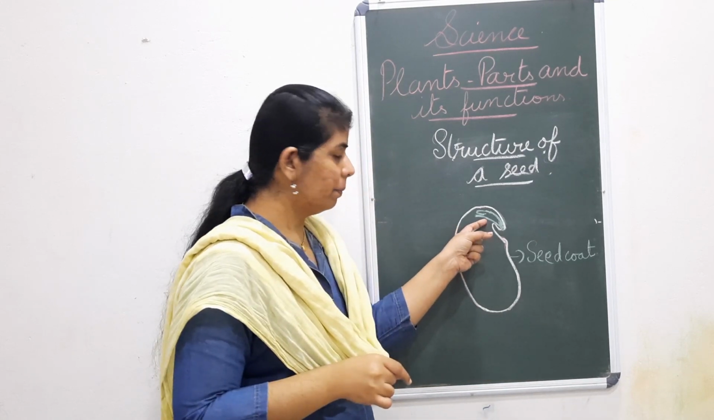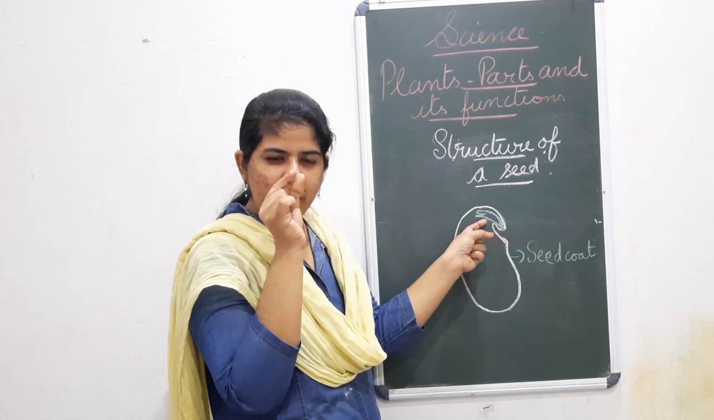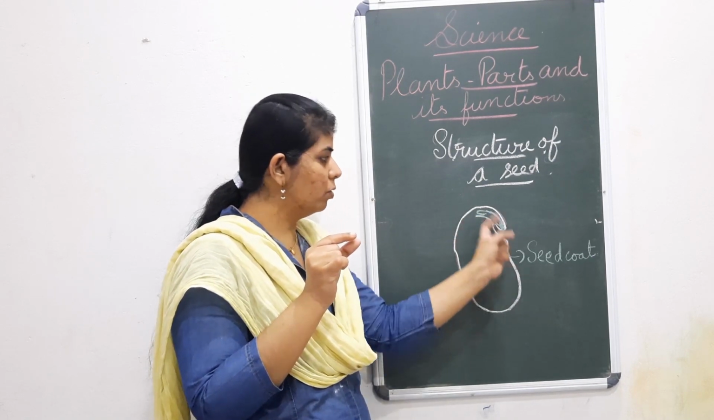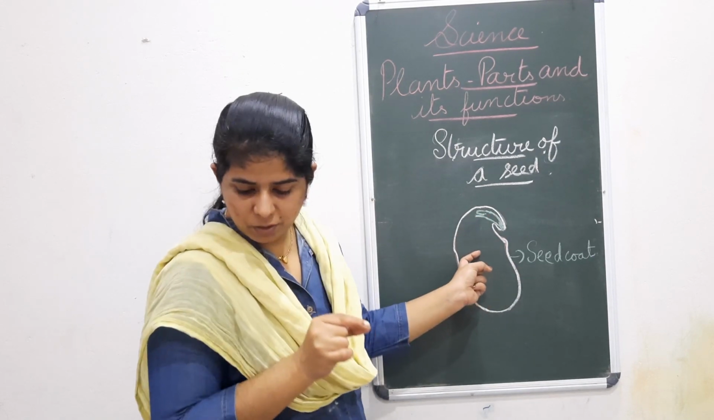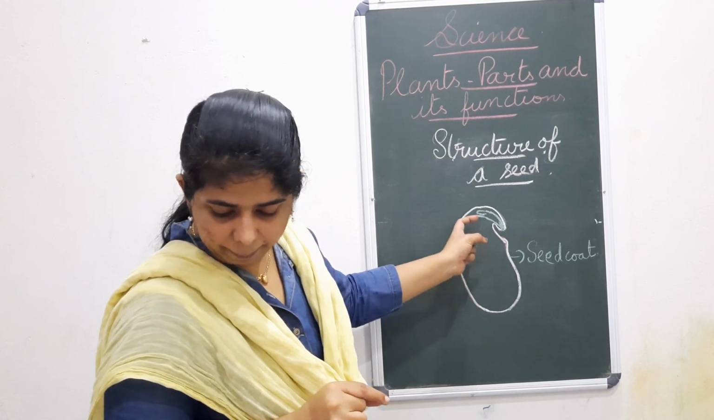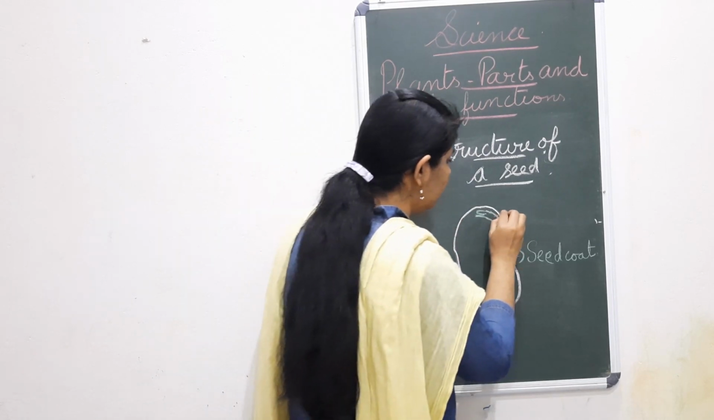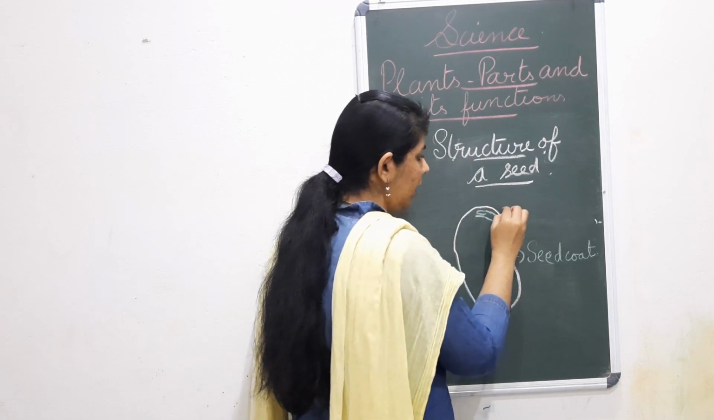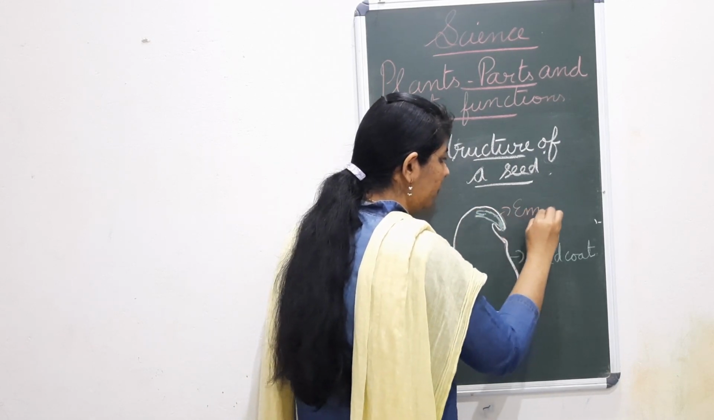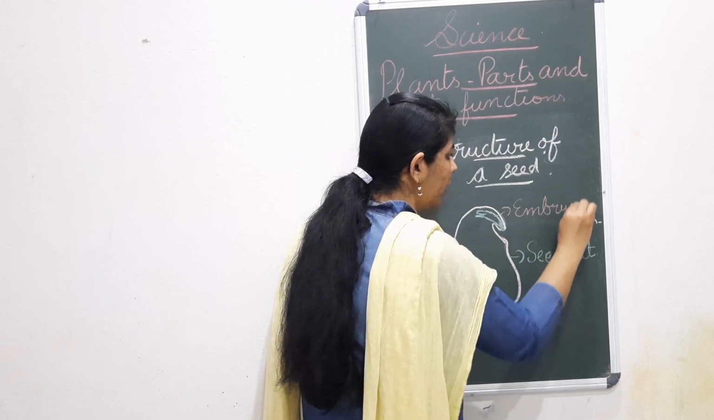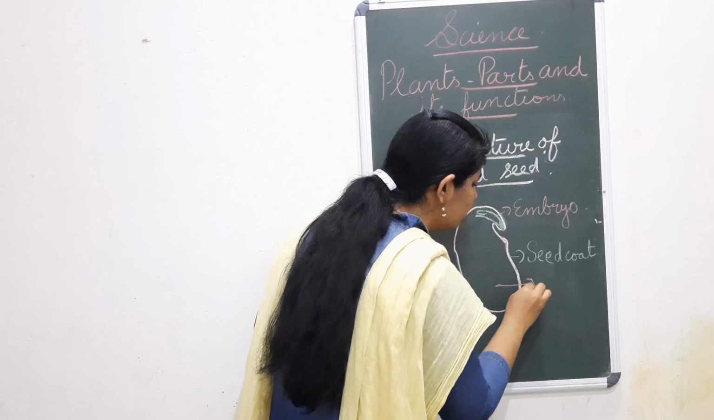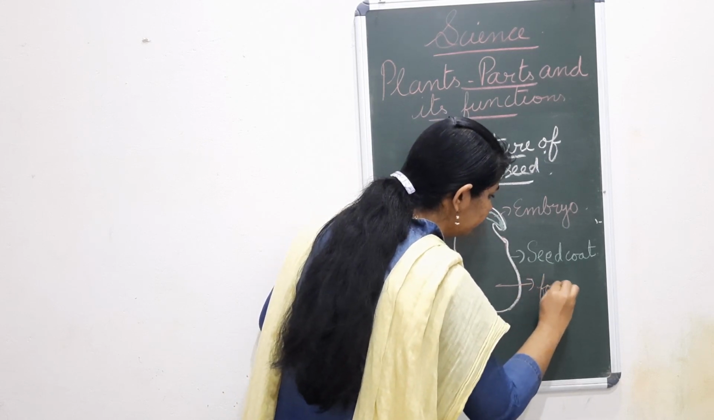Now here you can see one. This is a baby plant, the embryo. The baby plant is protected inside the food store. It's a tiny plant. Embryo, E-M-B-R-Y-O. That is a tiny plant inside it, protected inside. And this part is known as the food store.